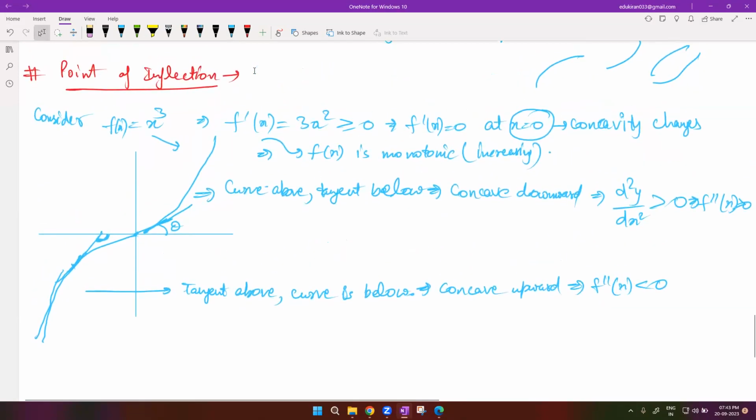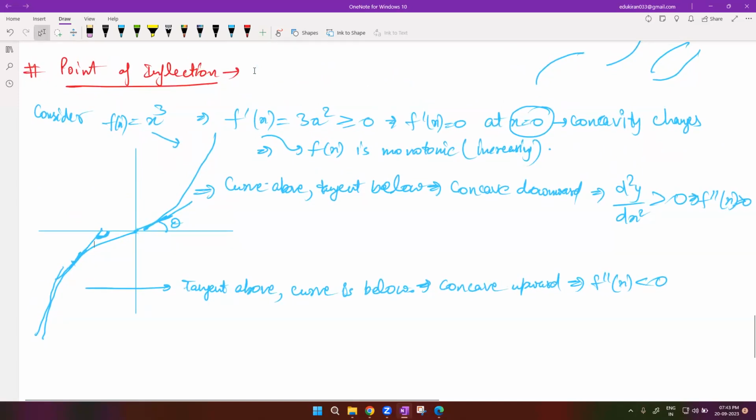So now this point of inflection, why did I tell you about point of inflection? Point of inflection will also exist when f dash x is 0. So if your f dash x is 0, then that point either can be a point of inflection, right? Or an extreme point.